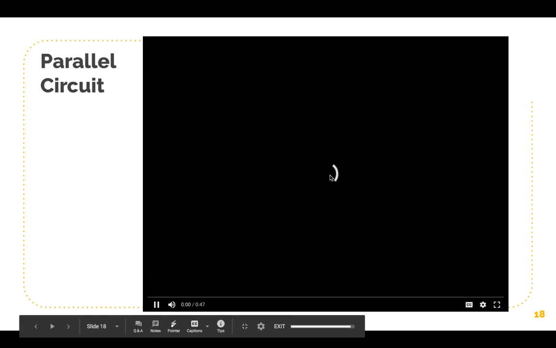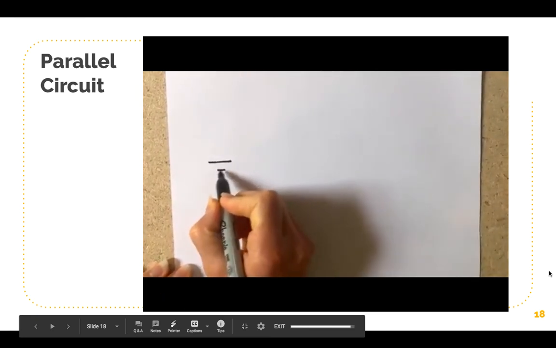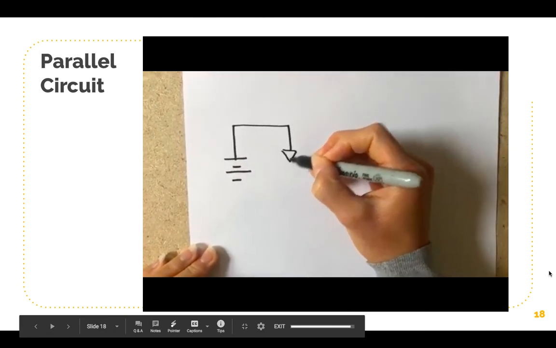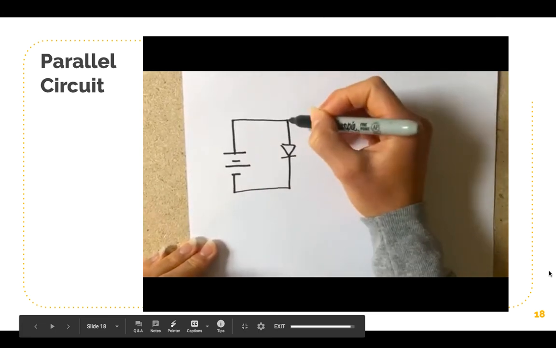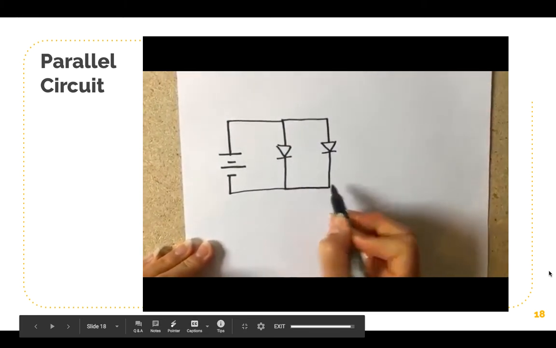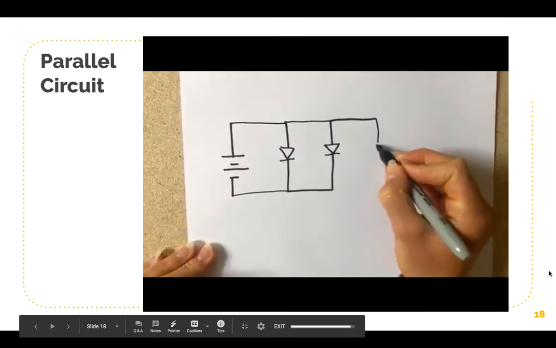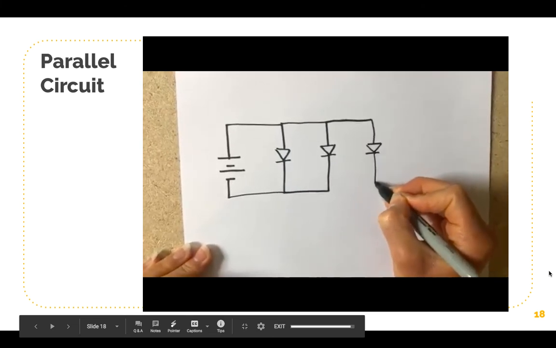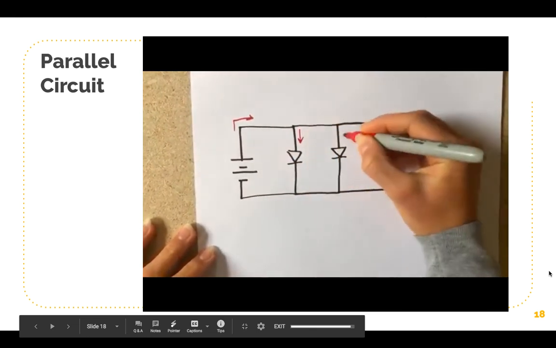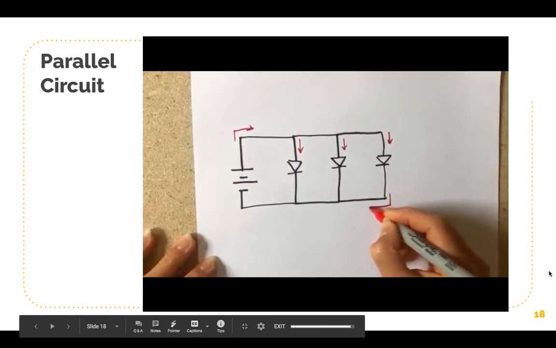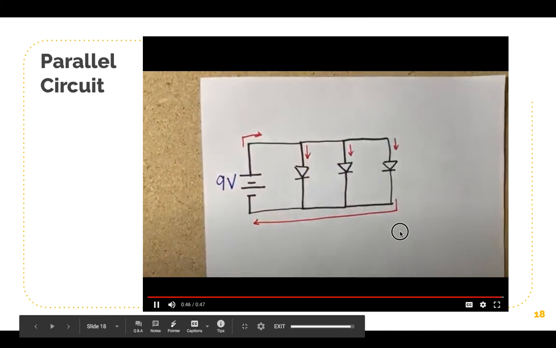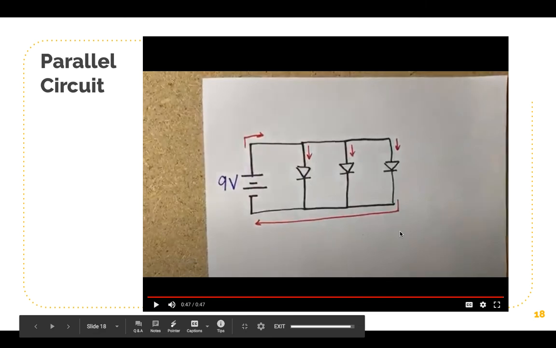Here we have a parallel circuit. So I start with the battery again, positive side on top, wire coming out. I have my first LED, my second LED, and I'm doing my best to draw this as neat as possible here, and my third LED. Going to go through and label the flow of current. And this is a parallel circuit because there are multiple paths for current to flow, and also all 3 LEDs are parallel to each other. And then I label 9 volts. Most basic parallel circuit.